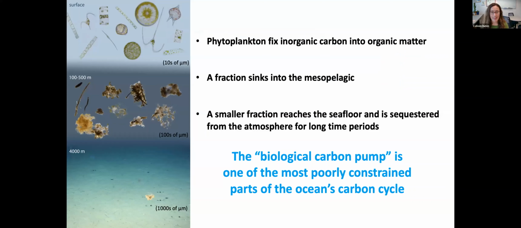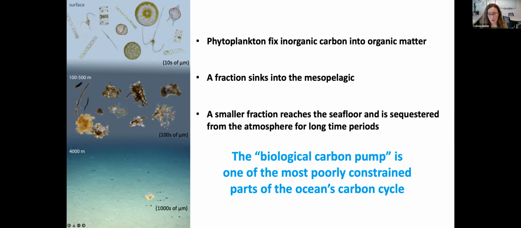So the topic of this work focuses on the biological carbon pump. Fortunately, I think this audience knows a lot about the biological carbon pump, but I'll just give you a quick overview. It starts when phytoplankton fix inorganic carbon into organic matter in the surface ocean through photosynthesis. And then a fraction of that carbon can sink into the mesopelagic through sinking particles, like some of these examples here. And then an even smaller fraction actually makes it into the deep ocean, where it's sequestered from the atmosphere for long periods of time.